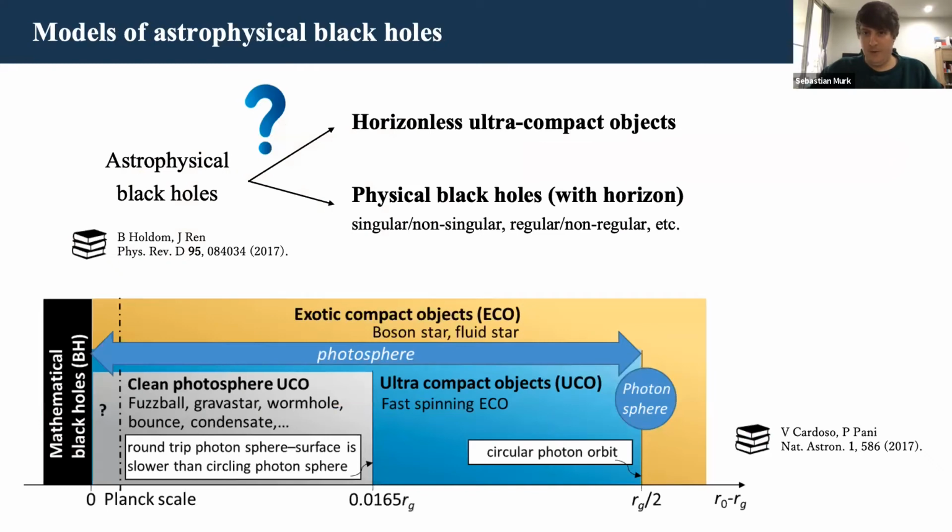And the two most popular models to describe astrophysical black holes are horizonless ultra-compact objects, and the other popular class is that they're genuine physical black holes with some sort of horizon. And of course, there are many sub-classifications that you can make in both of these classes, but for the purposes of my talk, I will just stick to these two big main classes, horizonless objects and those physical black holes that have some sort of horizon. And a bit later in my talk, I will present some semi-classical arguments that strongly favor one of the two models over the other.